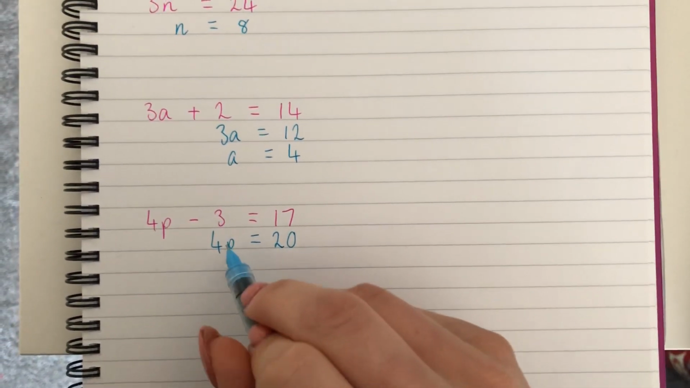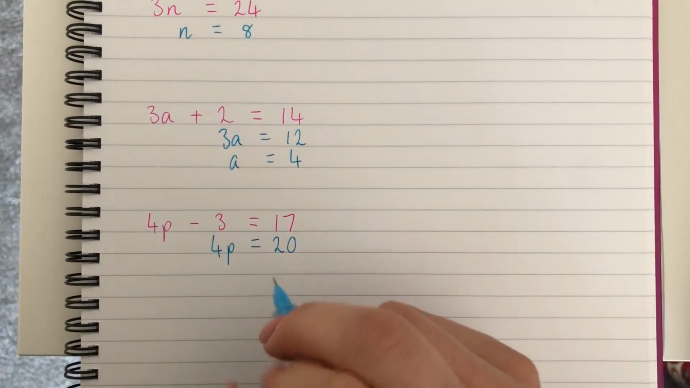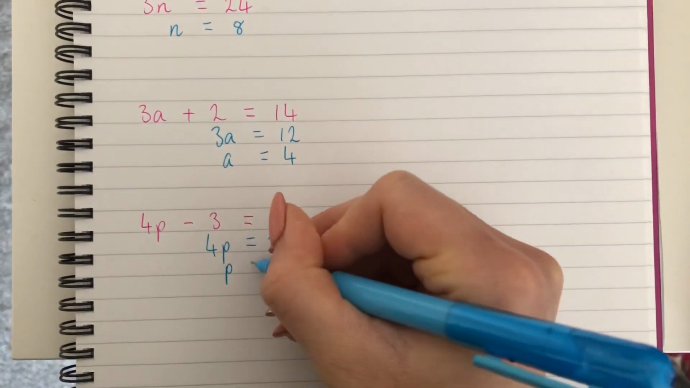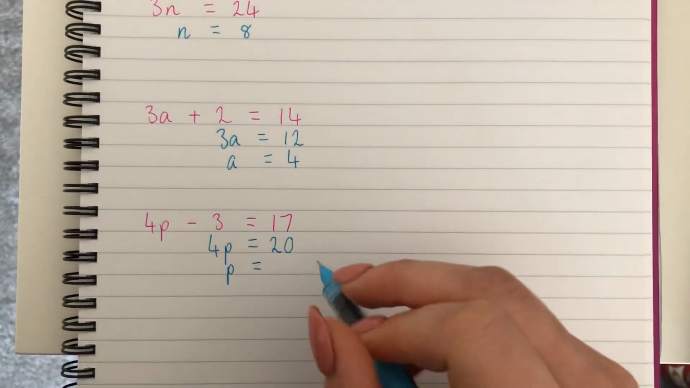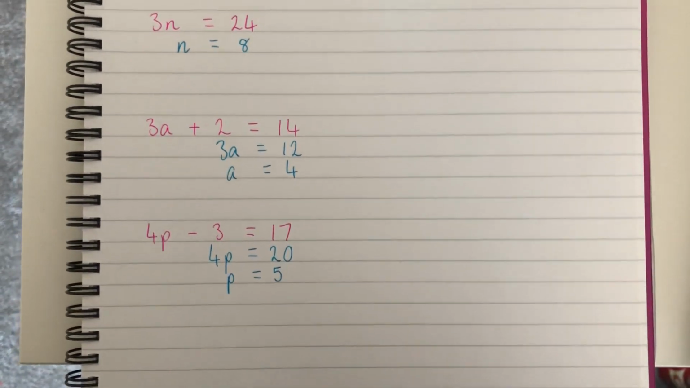Now again, we've been left with 4 lots of our missing number, so we need to do the inverse, which is division. So we need to divide both sides by 4. So on the left, we'll be left with just p, so one lot of p. And then on the right, 20 divided by 4 is 5, so p equals 5.